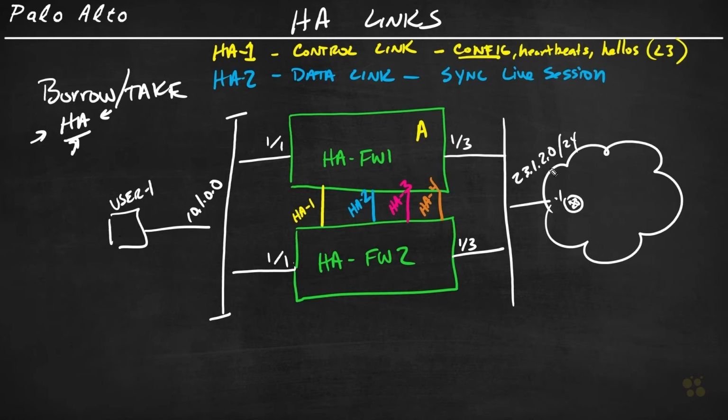So if the user is currently going through firewall 1, all that session information is being replicated down to firewall 2, just in case firewall 2 has to go active and will have the information so it can continue to support the data plane on behalf of the user.